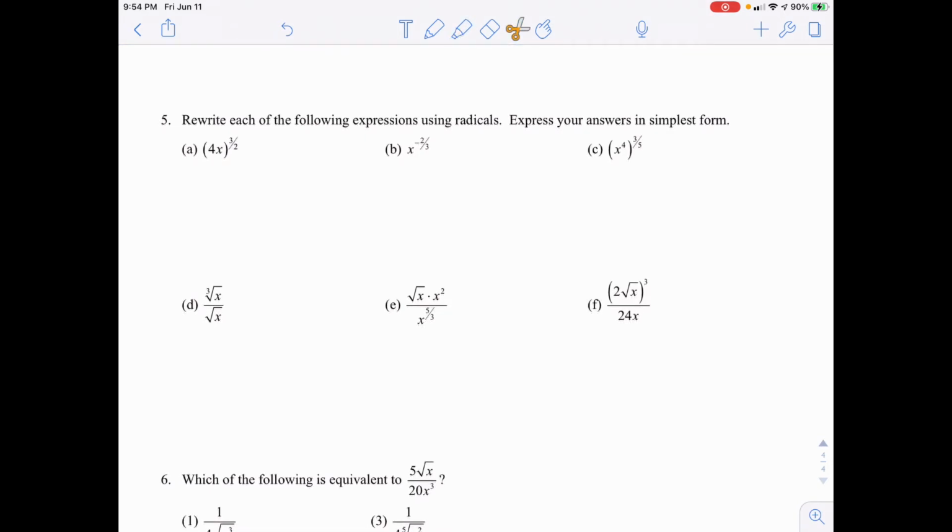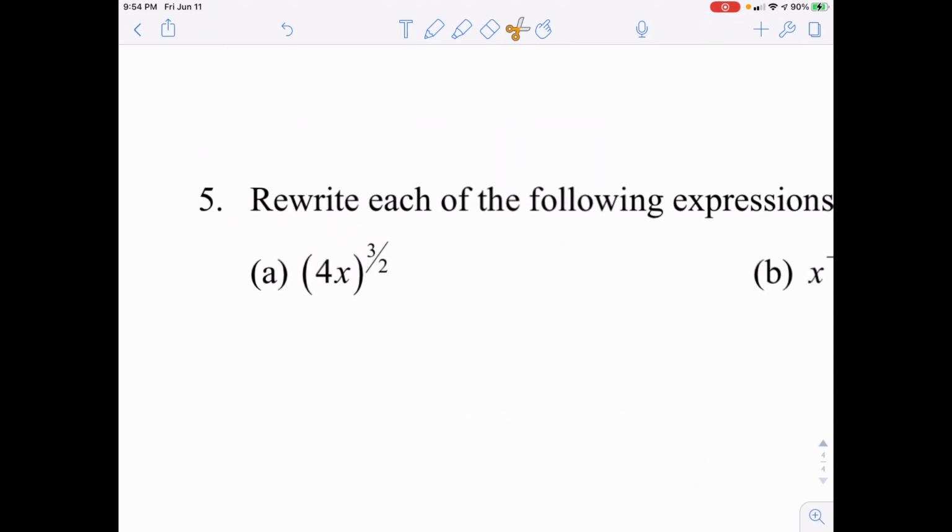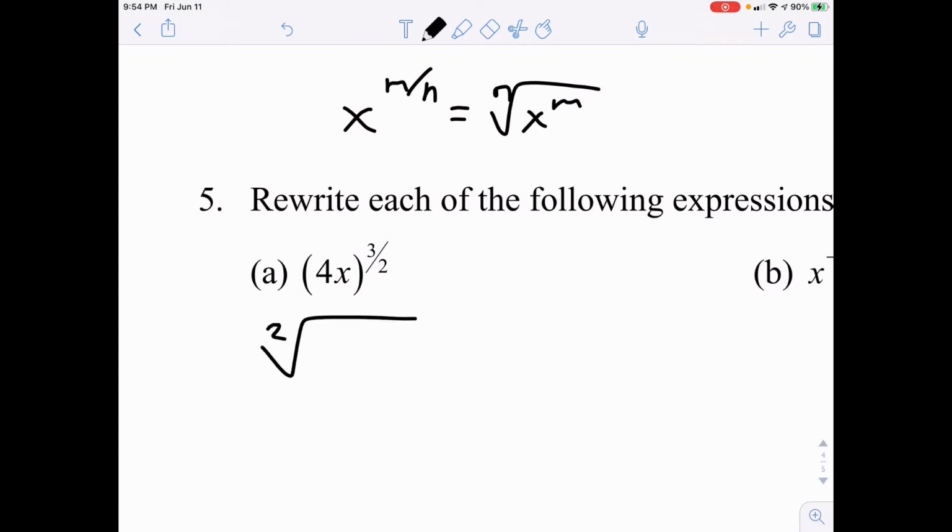Number 5, rewrite each of the following expressions using radicals. Express your answers in simplest form. Well, let's use this property here: x to the m over n is the nth root of x to the m power. We're just going to apply this to everything. So this is simply the square root of 4x all to the third power.